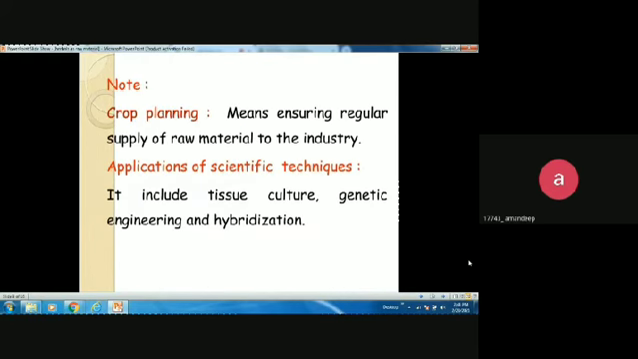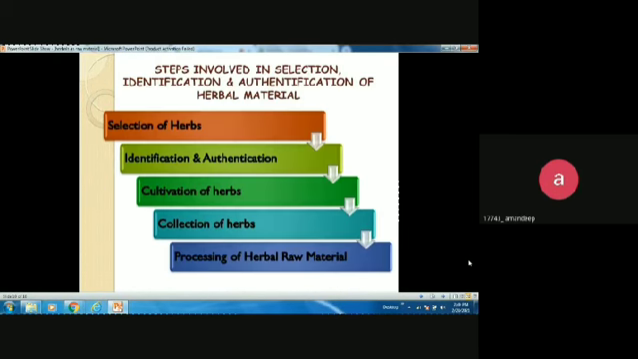Note: crop planning means ensuring regular supply of raw material to the industry. Application of scientific techniques. It means tissue culture, genetic engineering, and hybridization.